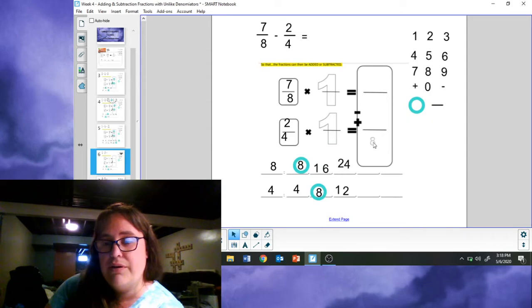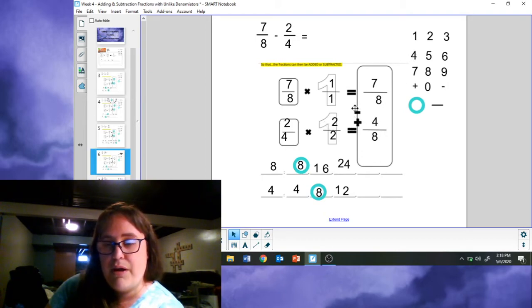I'm going to bring that up here into our equivalent fraction area. And look, here we got it again. 8 times what gives you 8? It's just 1. 1 over 1 is your form of 1. 7 times 1 is 7. This fraction did not change. 4 times what gives you 8? Times 1, times 2. 2 over 2 is your form of 1. 2 times 2 is 4.